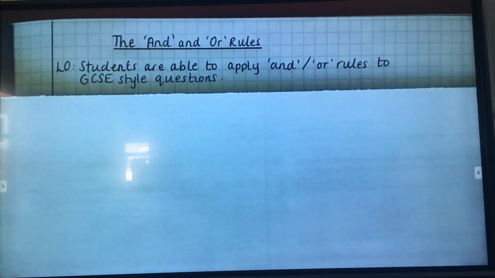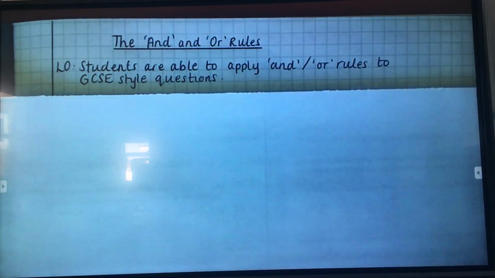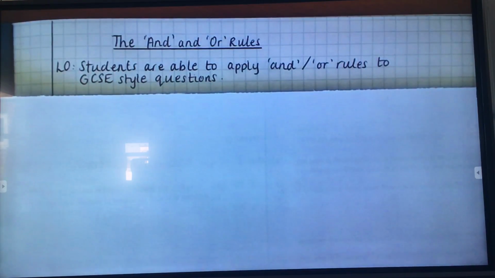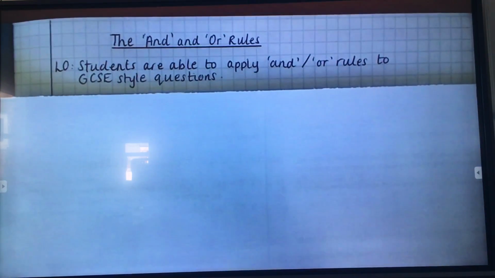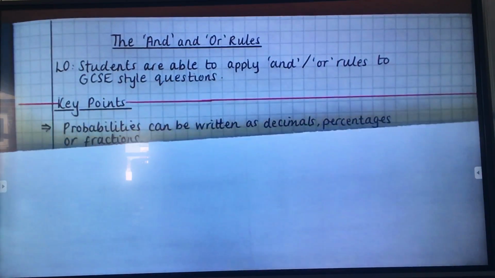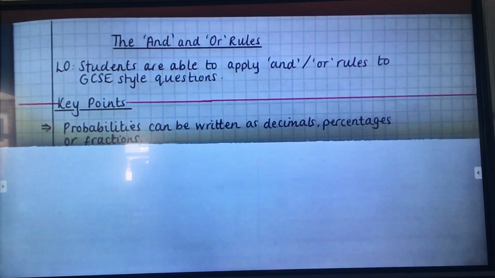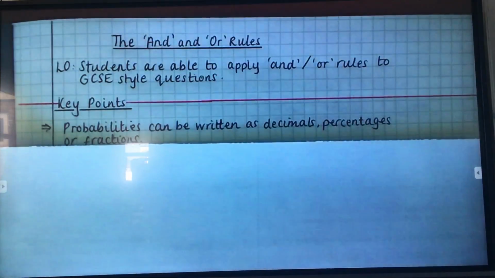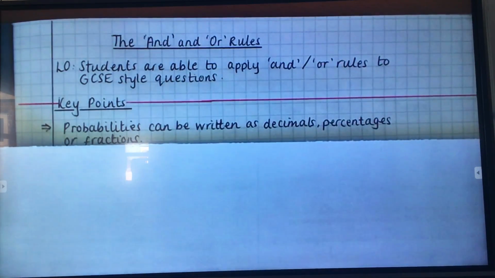Okay, so today we're going to look at the and/or rules in probability. Now, as you can see, the aim is that everyone's going to be able to apply the and/or rules to GCSE style questions. Now, our key points are, firstly, probabilities can be written as decimals, fractions or percentages.